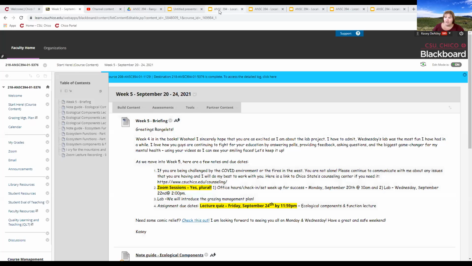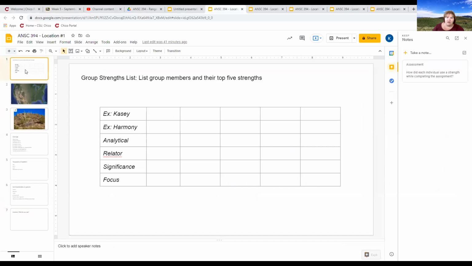So I'm going to share my screen with you, and we'll just look at an example here. When you get into your rooms, I'm going to come around and give you a Google Slides link to a series of slides for your group. This is where you're going to do a couple of different things. I promise they're related. They're not going to seem related at first.